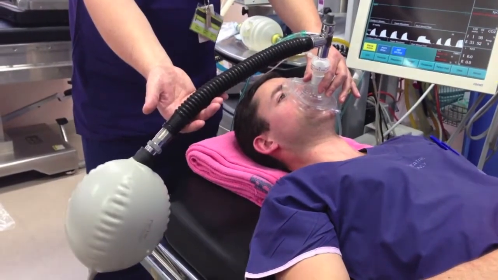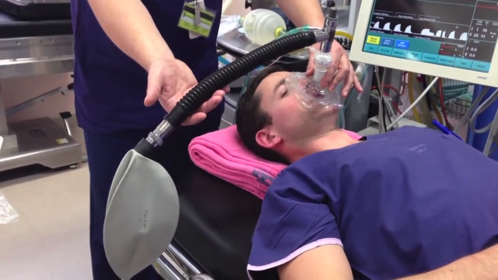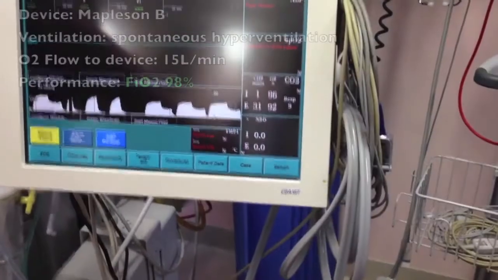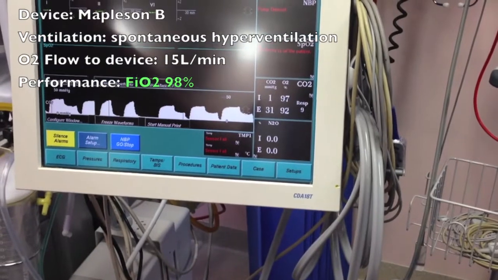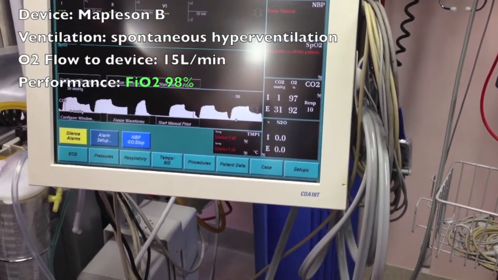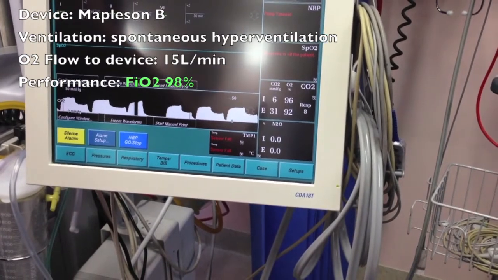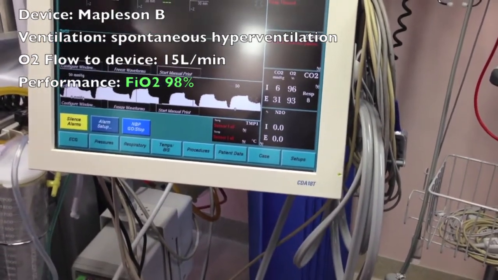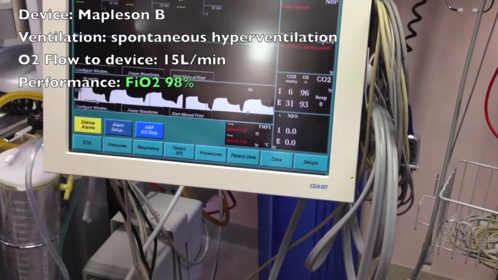In contrast to the bag valve mask, the inspired oxygen concentration delivered by the Mapleson B is unaffected by hyperventilation, remaining at greater than 95%. Evidence of rebreathing is apparent on the end-tidal CO2 trace during hyperventilation, however. This is consistent with the expected performance of the Mapleson B and did not lead to hypercapnia in our subject.